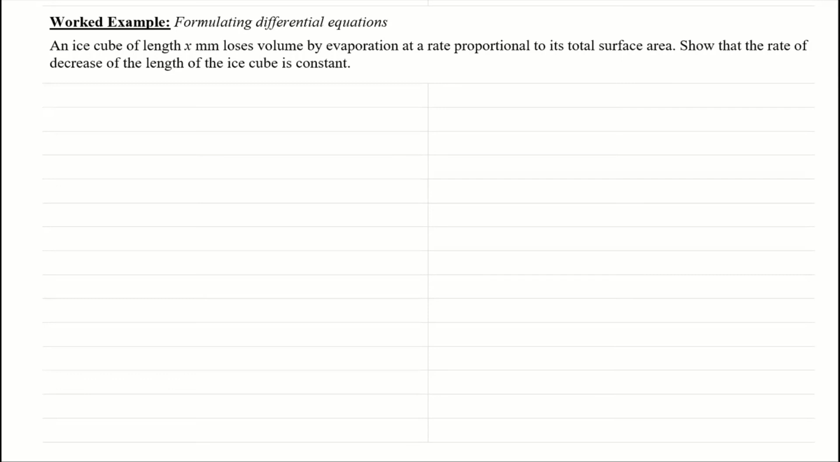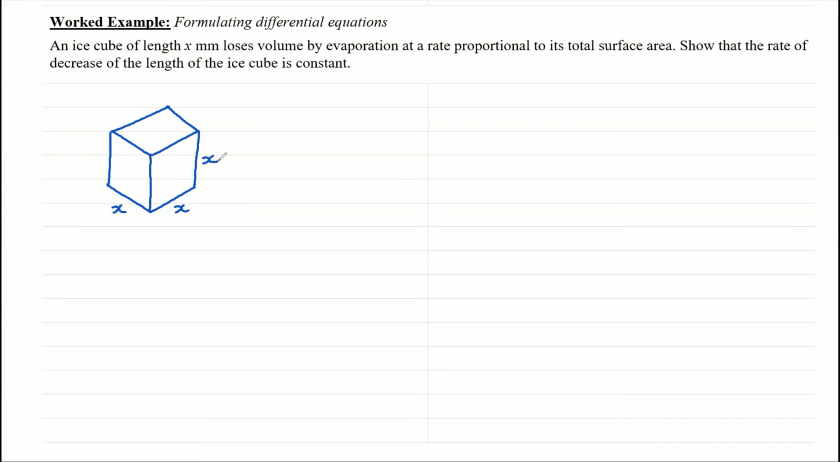Right, so let's draw our ice cube. So we'll assume it is actually a cube, which, if you like drawing cubes, is a good opportunity. There we go, so there's my ice cube. Now, it's got a length of x millimeters. So because it's cubic, we know that all the dimensions are, of course, x. And we're given no other information. So let's see what we can deduce from this.